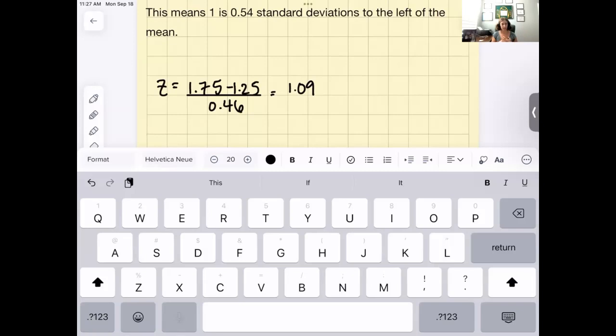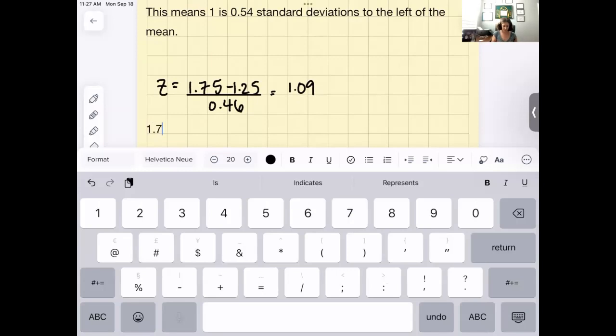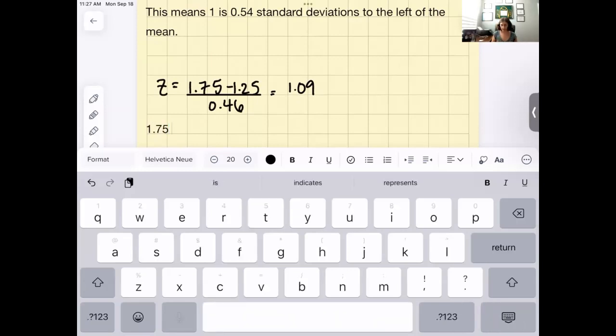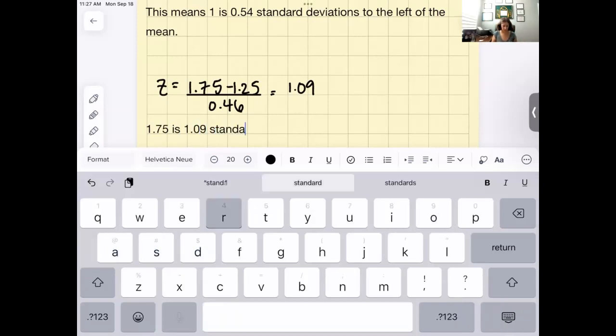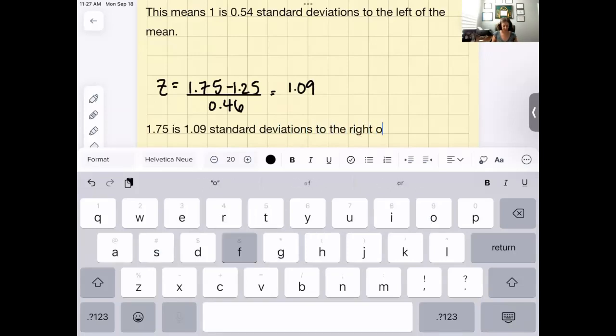It's 1.09 standard deviations to the right of the mean. Very good. The 1.75 second reaction time, right? 1.75 is 1.09 standard deviations to the right of the mean.